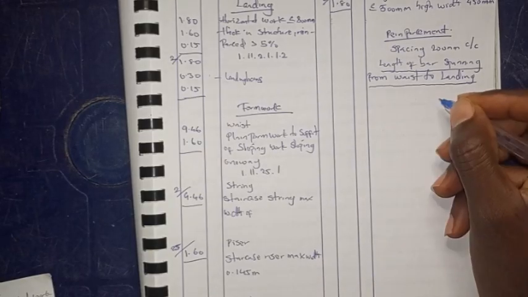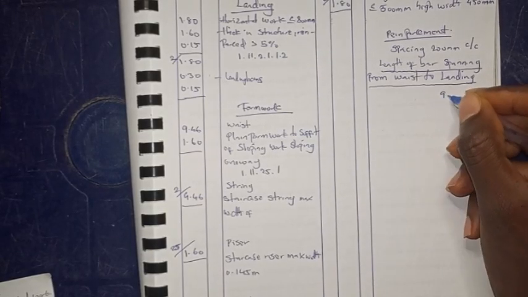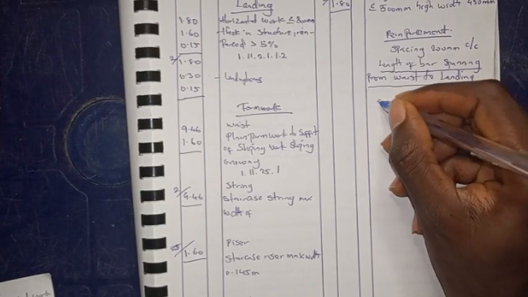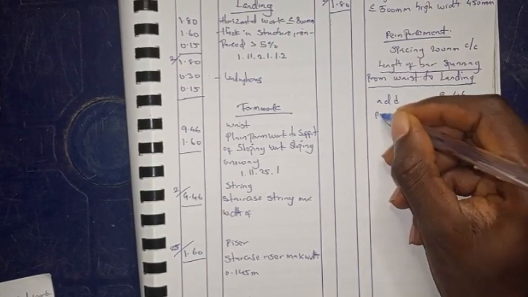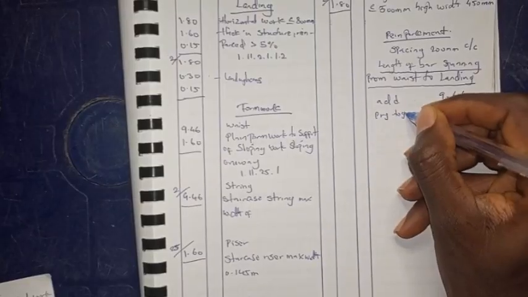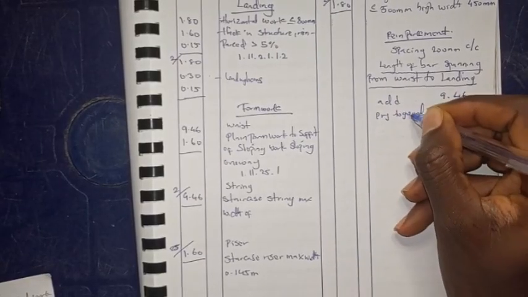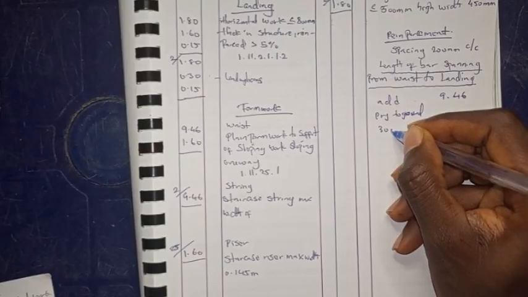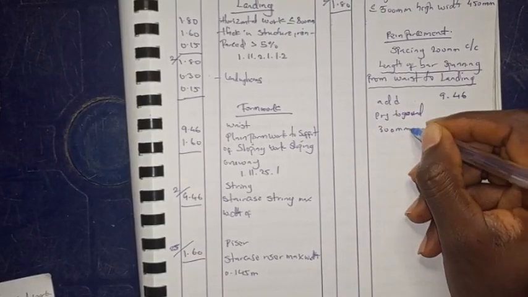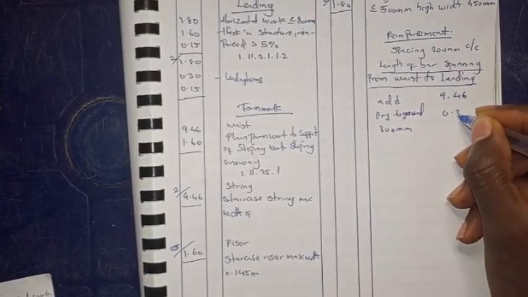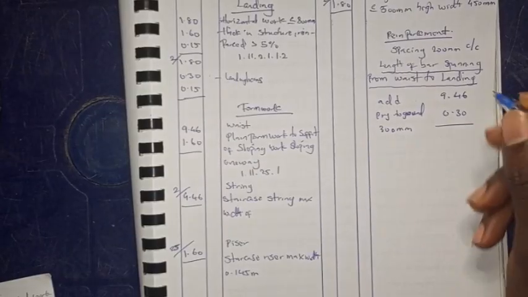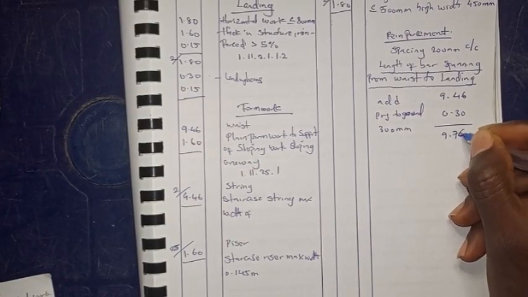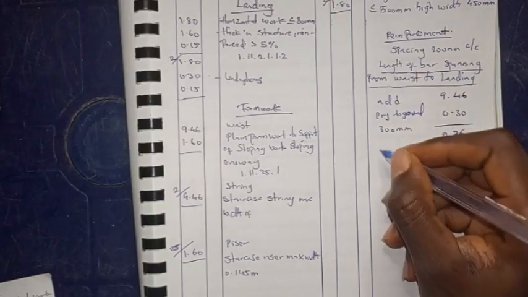Okay, so we will have 9.46. So we'll add our projection to ground. Let's assume it as 300 mm. So it's going to be 0.30 meter. Adding it together, we have 9.76.